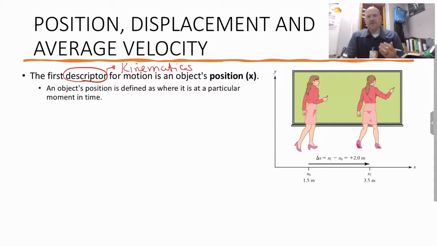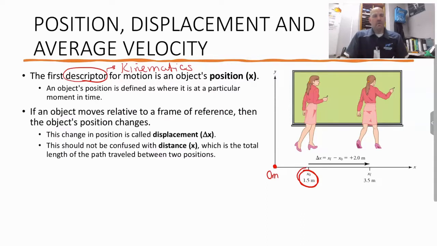For example, in our picture with our teacher walking by the board, her initial position is 1.5 meters. She doesn't start at the origin, where x equals 0 meters. She starts away from the origin, so her initial position is 1.5 meters in reference to that origin. When she then moves relative to a frame of reference, which is simply a set of axes of a coordinate system that establishes our origin and what is moving and not moving, her position changes.